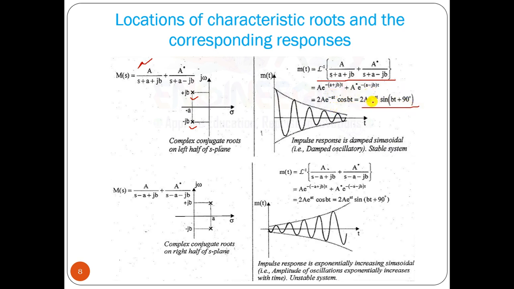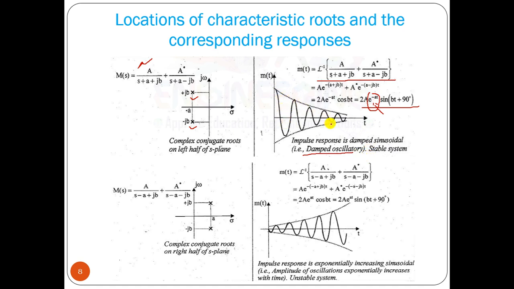2A e to the power minus at sin(bt plus 90). Now here we can see we have a sine term, but it is multiplied with an exponentially decaying function, e to the power minus at. So the magnitude, the amplitude of that signal, is decreasing with respect to time. That response is a damped sinusoidal signal, damped because of the factor e to the power minus at.